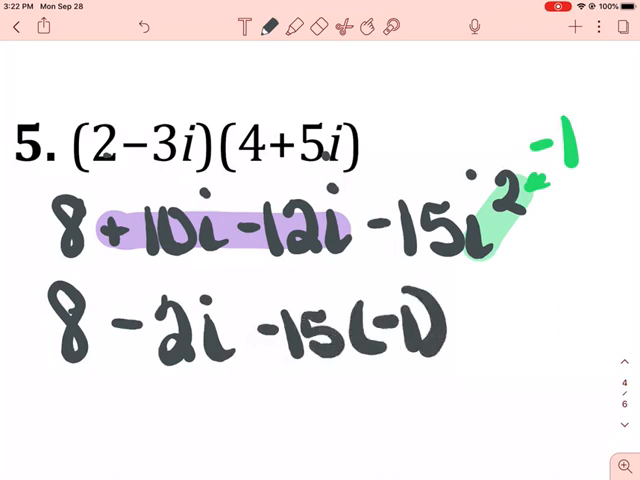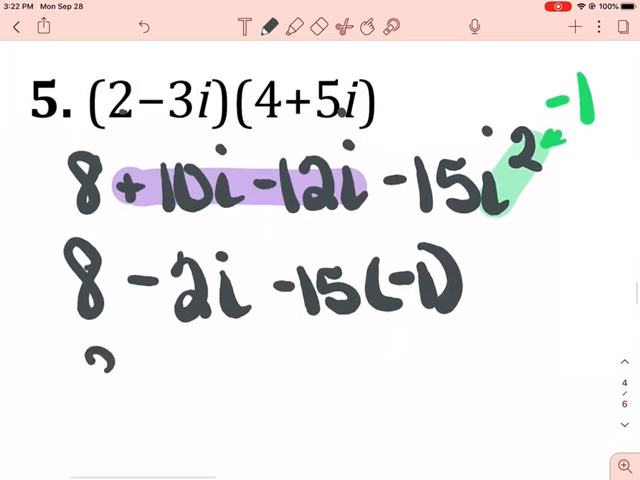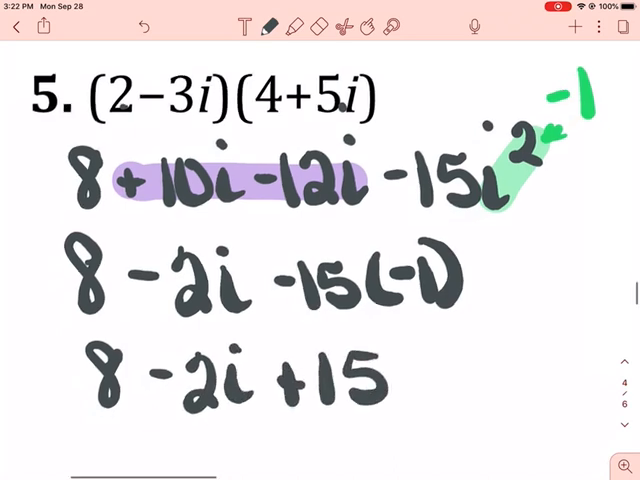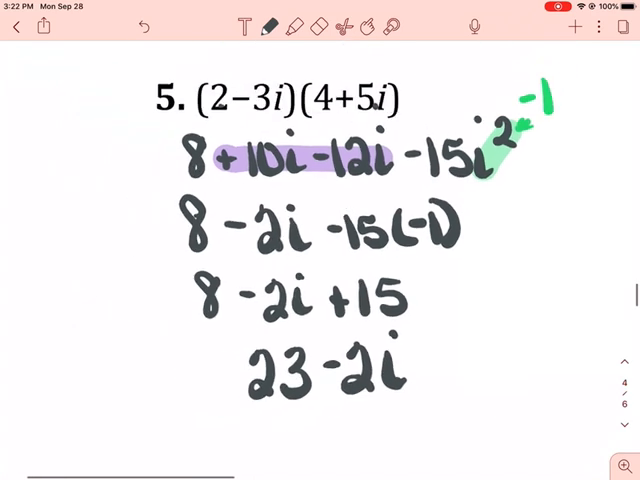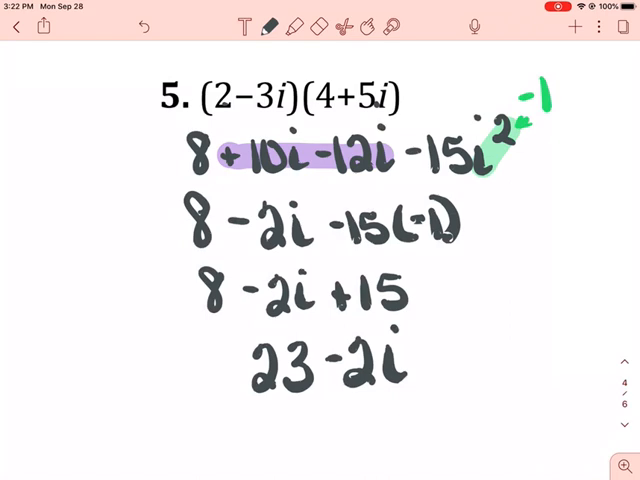Okay, so this is -15 times -1. So that's going to be 8 minus 2i plus 15, or 23 minus 2i. Now, if your question is, does it always just change the sign of that last term, if it's i squared, the answer is yes. So basically, i squared changes the sign of the number in front of it.